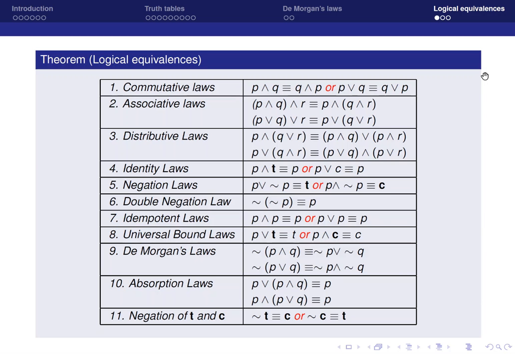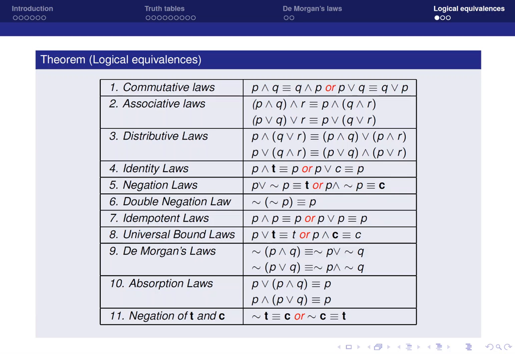And most of these can be proven using truth tables. So for instance, earlier in this section, we proved that P or not P is a tautology. We also proved that P and not P is a contradiction. And we did it using a truth table.